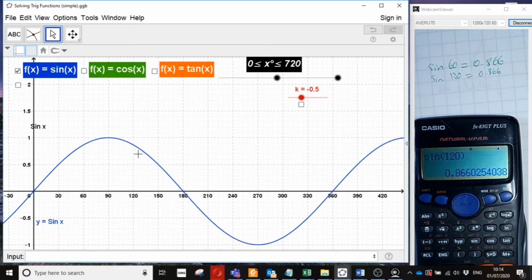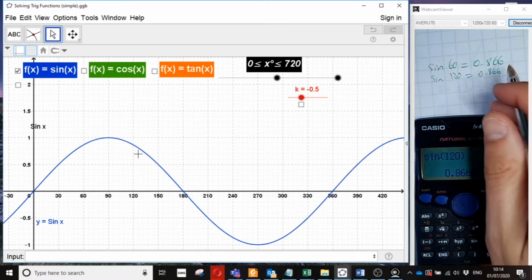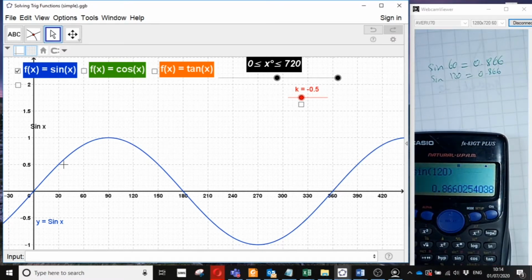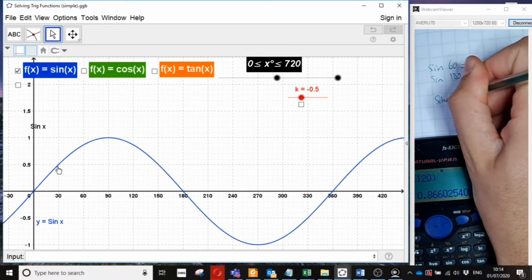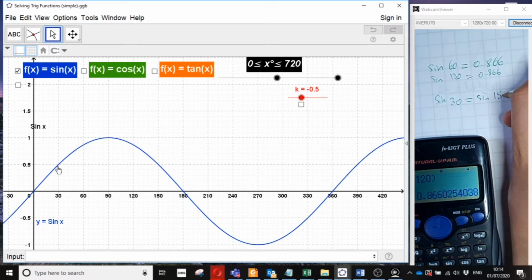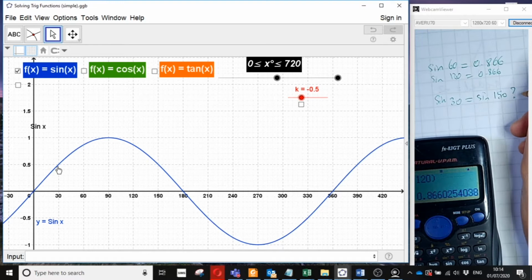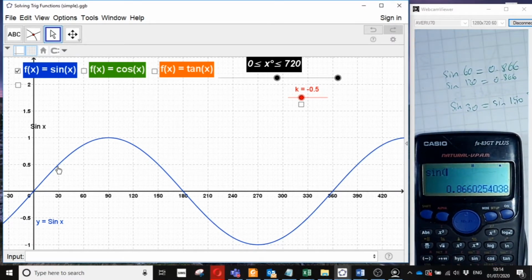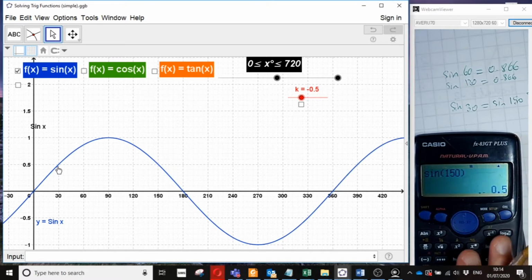Can you see another pair of angles like these two that sine to give the same number? Well, if you look at a half here, sine 30 looks like it will give you a half, and sine 150 looks like it will give you a half. So my question is, is the sine of 30 equal to the sine of 150? And are they a half? Well, let's have a look. Sine 30 is a half. Sine 150 is a half. Yes, they are the same.